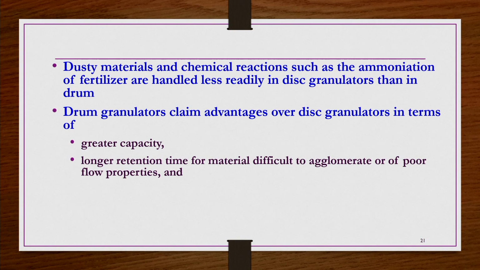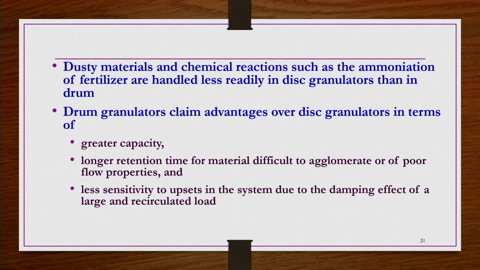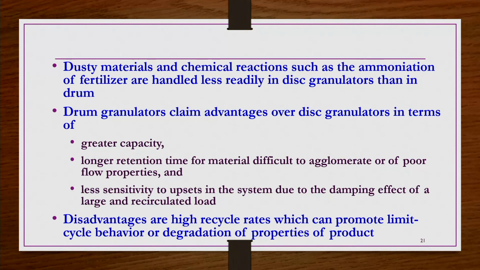Or sometimes poor flow properties are there. Then also for such materials these drum granulators are better, and they are less sensitive to upsets in the system due to the damping effect of a large recirculated load, that is the other advantage. However, the drum granulator also has some disadvantages, such as high recycle rates, which can promote limit cycle behavior, or degradation of product properties may take place because of this. So, these are some disadvantages of drum granulators.